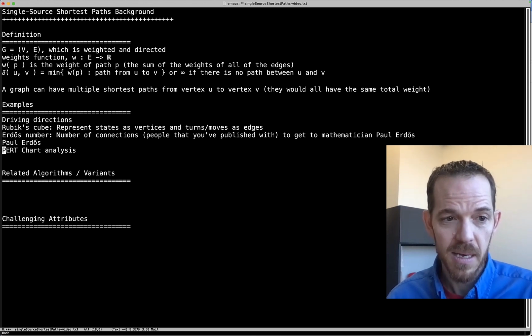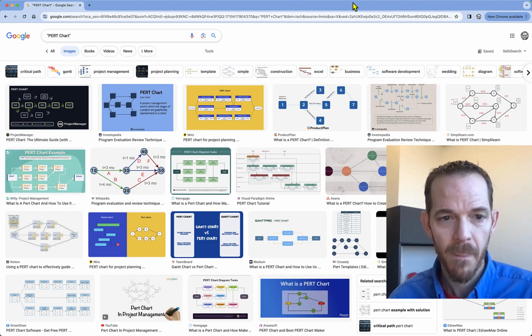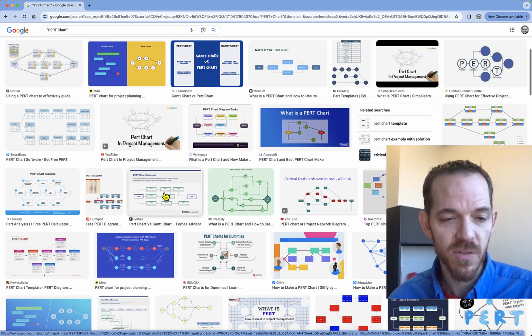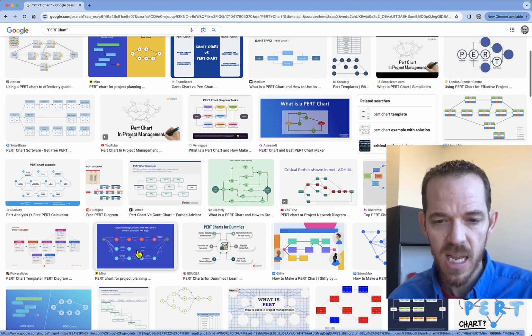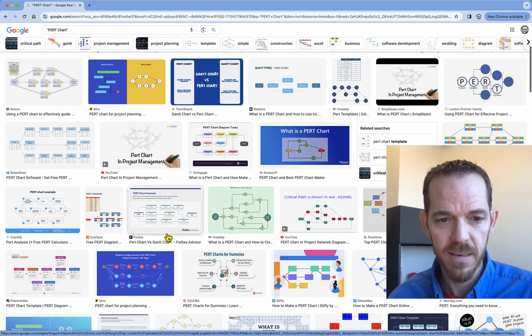Another example may be a PERT chart analysis. So here are some examples of PERT charts. As you can see, they lend themselves very well to having vertices and edges and weights to get between them and then to analyze that.